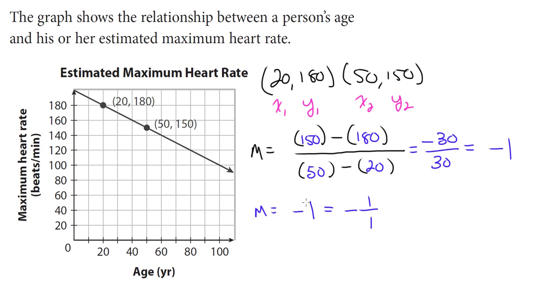So what does this negative 1 mean? This means that our maximum heart rate in beats per minute is going down 1 as our age increases 1, right? So the slope of negative 1 here in this problem means that with each year that we get older, our estimated maximum heart rate drops by 1 beat per minute.